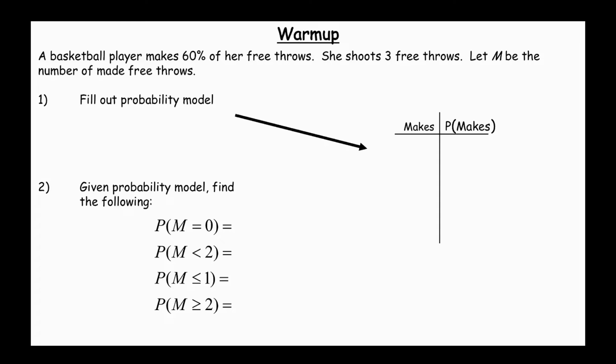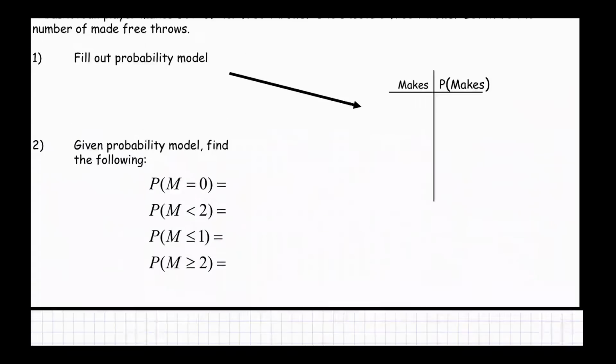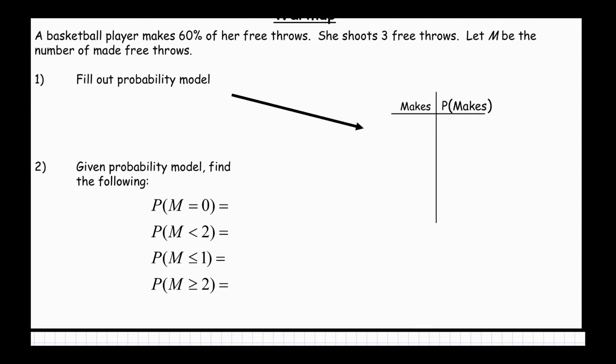So with two possible outcomes, it lends itself perfectly to a tree diagram. Two options: she could make it or she could miss it. We're looking for the probabilities for makes.